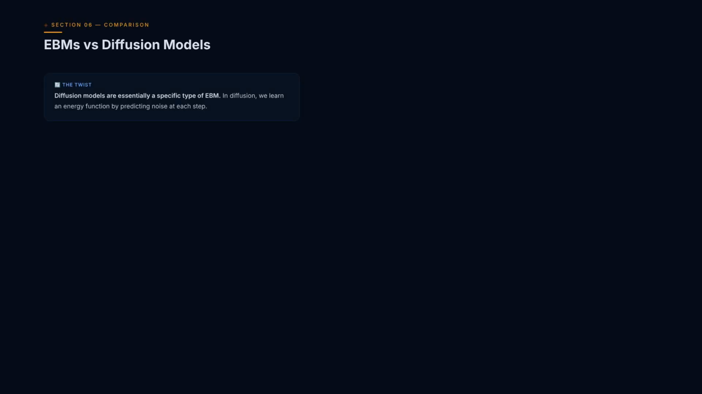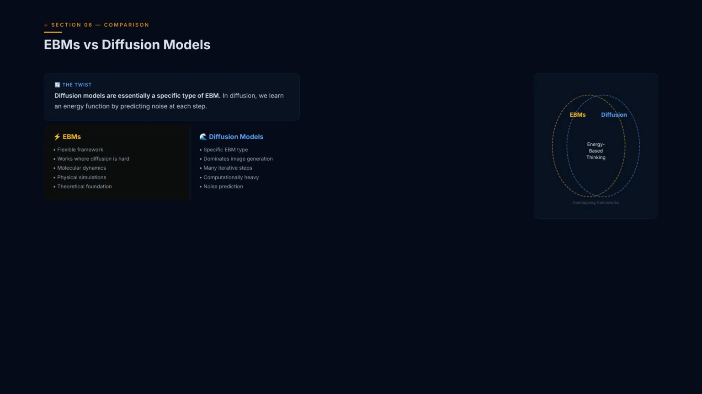Here's the twist: diffusion models are essentially a specific type of EBM. In diffusion, we learn an energy function by predicting noise at each step. While diffusion models dominate image generation today, they require many iterative steps and are computationally heavy. EBMs offer a more flexible framework for domains where defining a diffusion process is difficult, like molecular dynamics or complex physical simulations. Understanding EBMs provides the theoretical foundation for understanding why diffusion models work so well. They are cousins in the same family of energy-based thinking.